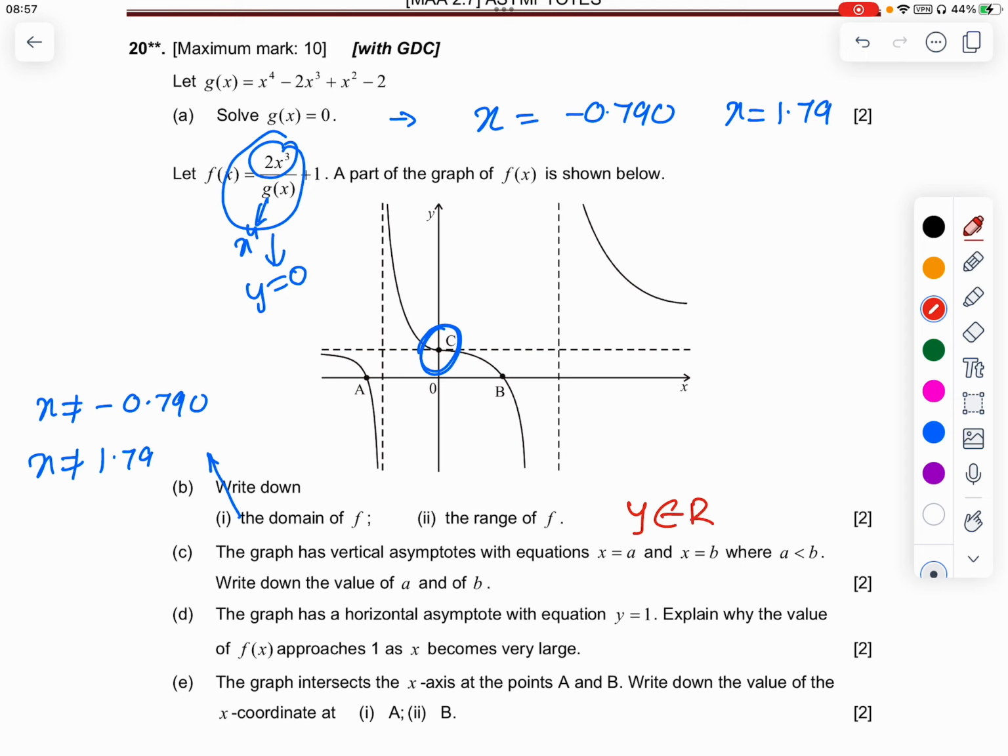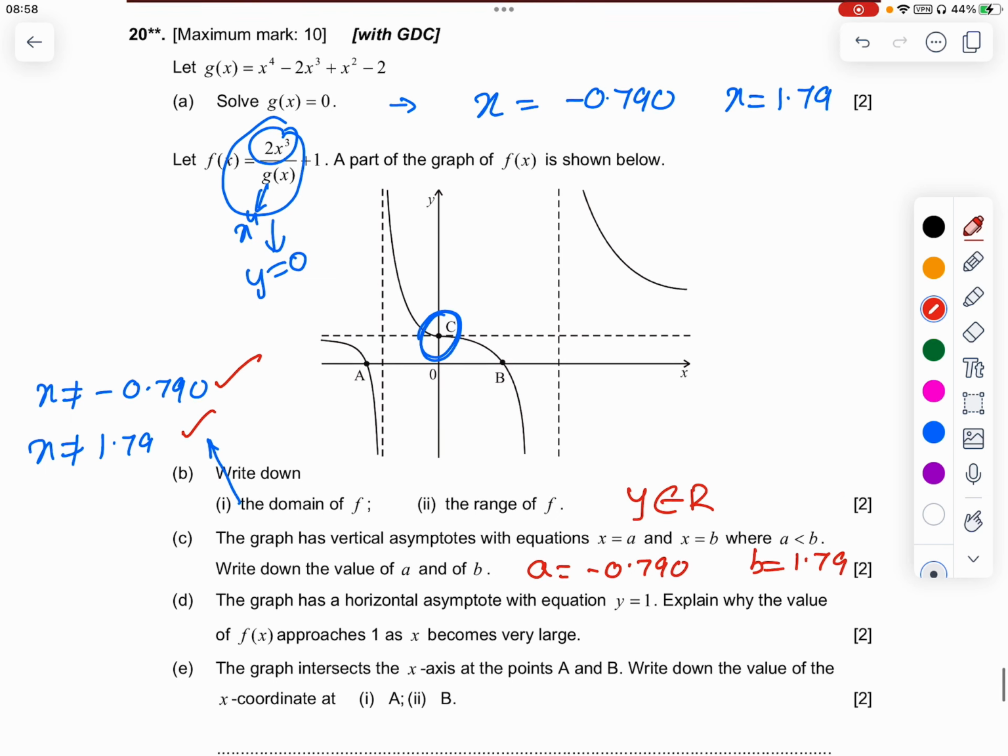Basically, every time we take the horizontal asymptote, but in this case, you see that it is passing through the horizontal asymptote and 1 is also possible. So therefore, y belongs to R is going to be the range. The graph has vertical asymptotes at x equals a and x equals b. Write down the values of a and b. So when we said that it cannot be equal to these two values, a should be equal to minus 0.790 and b should be equal to 1.79.